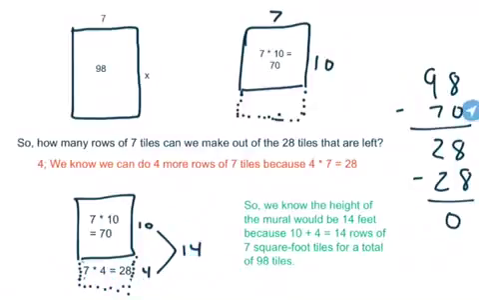I could have written the 10 over beside this and the 4 over beside this and gotten to 14 as well. Alright, so we know the height of the mural would be 14 feet, because 10 plus 4 is 14 rows of 7 square foot tiles for a total of 98. Okay? 98. 70 and 28. 98. So that's the way I could solve that.